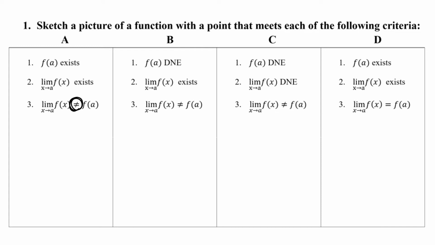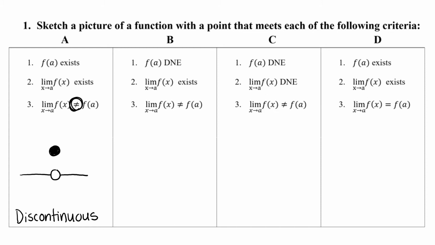So we know that our limit exists, so our left and right limits are equal to each other, but f of a is not equal to the limit, even though it exists, which means that we have some sort of discontinuity here. So this is discontinuous. Let's look at the next one.